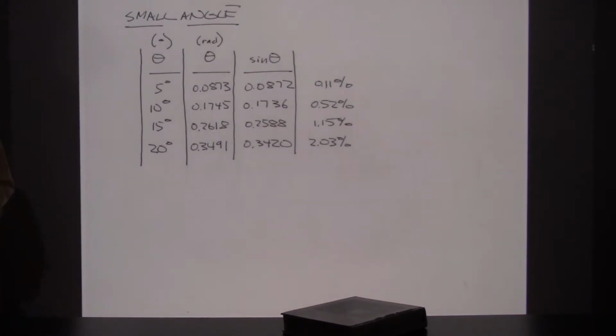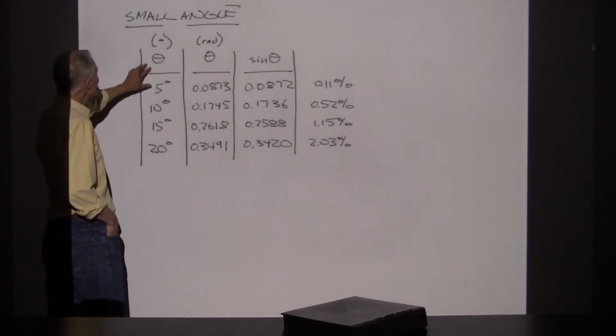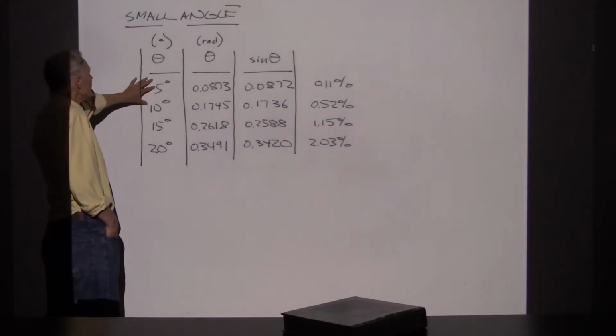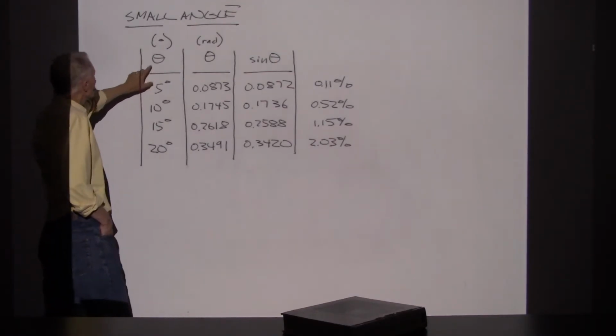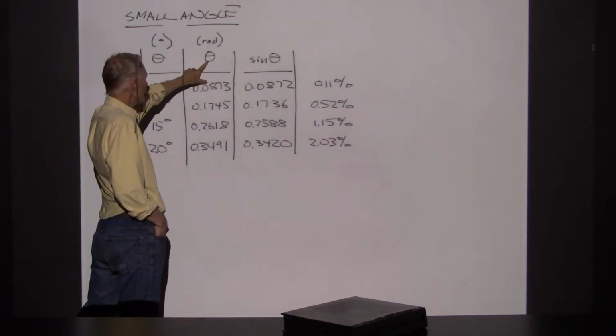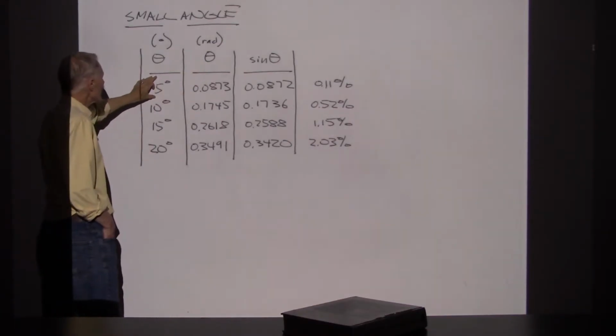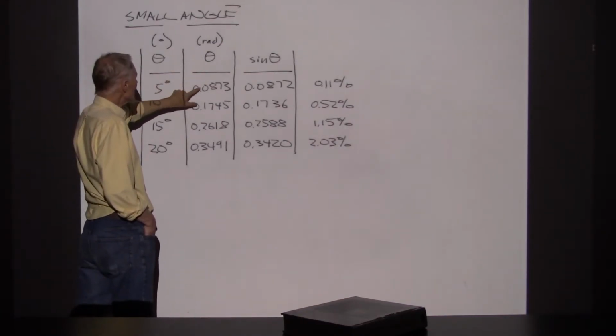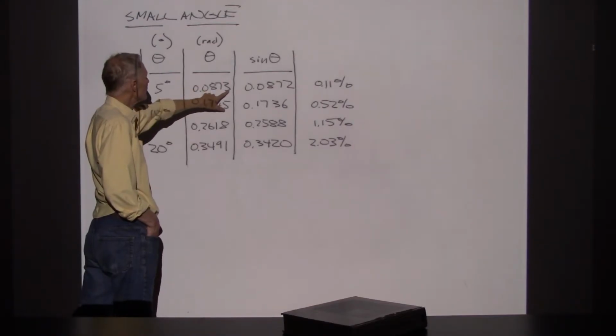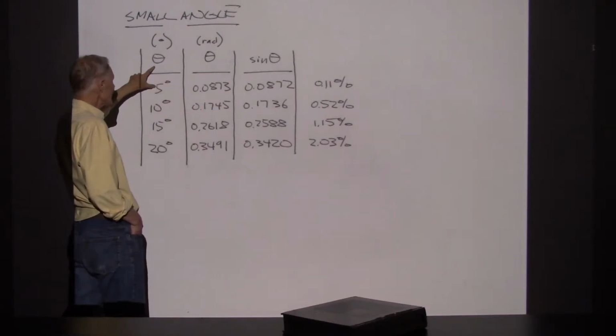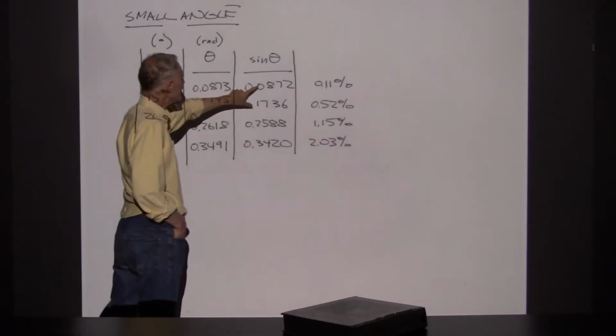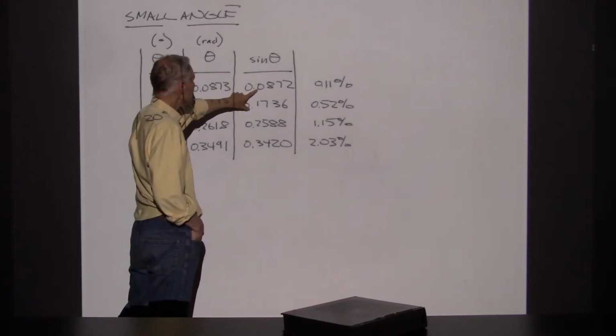Now, that might sound like a surprise to you, but let's take a look and see how that works. This is what we are thinking when we use a small angle approximation. Now, let's take an angle of 5 degrees. That seems pretty small. First I have to convert that into radians. So 5 degrees in radians is 0.0873. If I take the sine of 5 degrees, I get 0.0872.